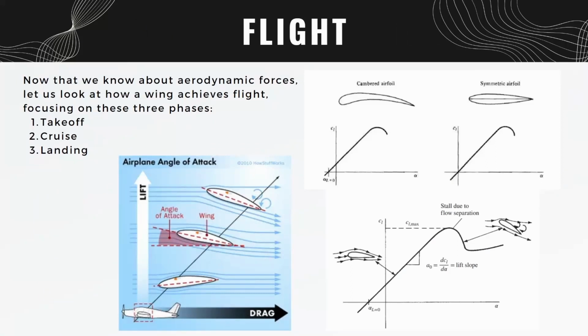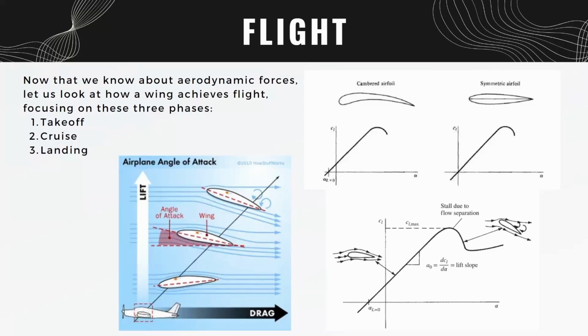Now that we have talked about both lift and drag and how they are generated, let us look at how a wing achieves flight. We focus on three phases: takeoff, cruise, and landing. First, take a look at the top right image, which compares a cambered airfoil to a symmetric airfoil. The difference between them lies in how they are shaped. A cambered airfoil is, in other words, slightly curved, while a symmetric is symmetric about an axis.